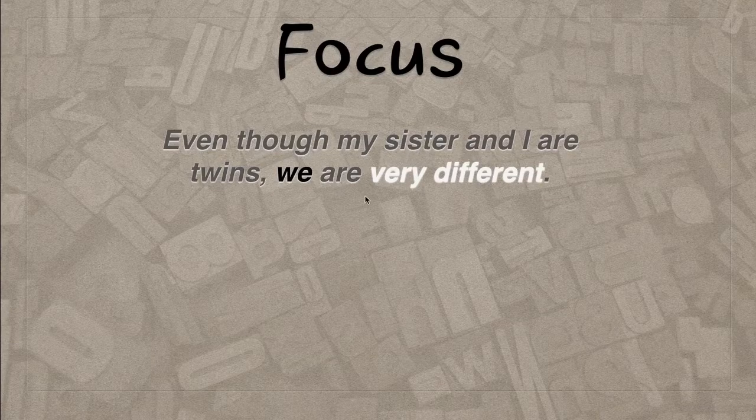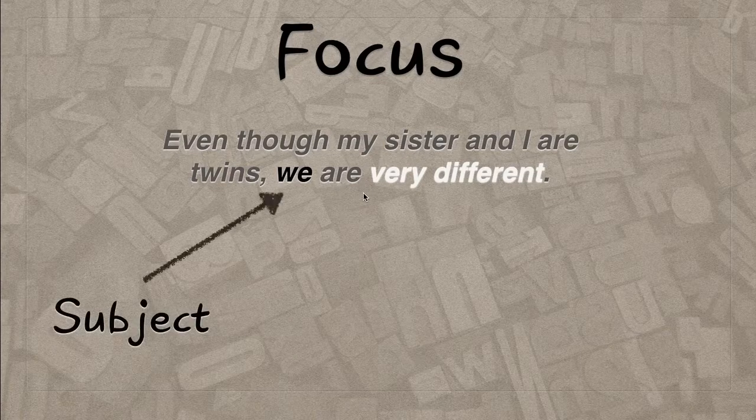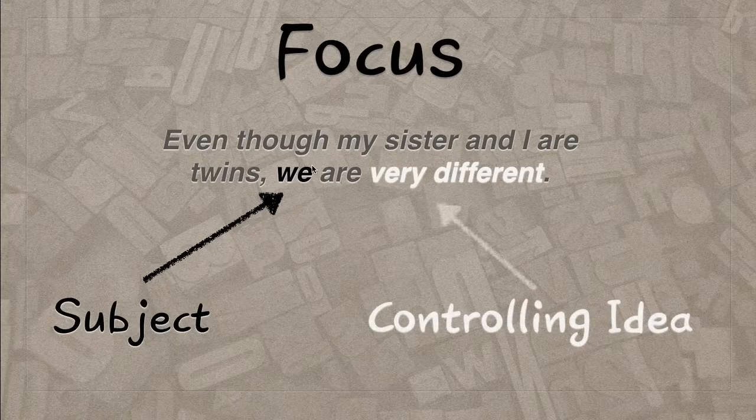In the independent clause, our subject is we. This is our pronoun. The object or the controlling idea is very different. So we've taken the subject and how have we focused it? We've focused on being very different. The body will continue to tell us how are these two twins very different.